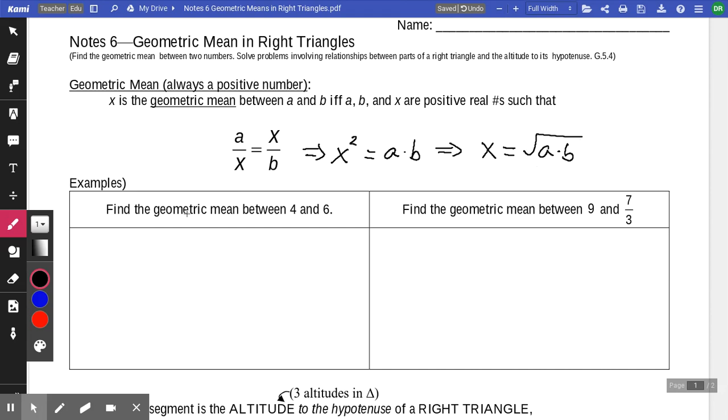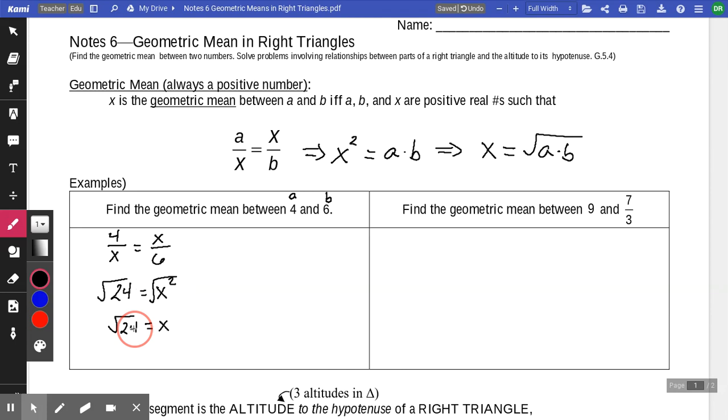So finding the geometric mean of two numbers like 4 and 6, pretty simple. It doesn't matter which one is which, but let one of them be a and the other be b. And so we can say that 4 over x equals x over 6. When you cross multiply, 6 times 4, that's 24, and x times x is x squared. And so we need to take the square root of each of these, and we get the square root of 24 equals x.